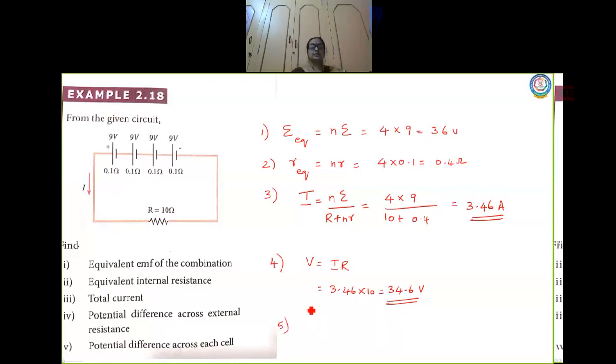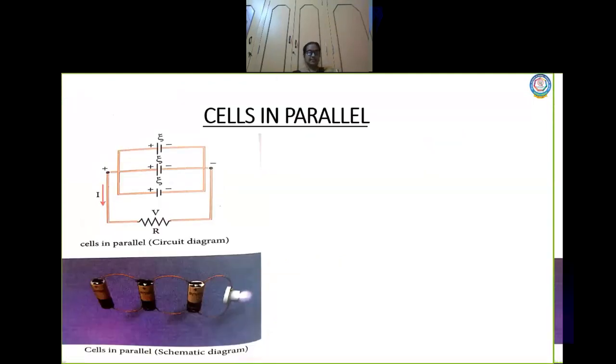Okay, and the fifth question, what is the potential difference across each cell? So potential difference across each cell, we know V is equal to, what is the value? This is what we have found out, 34.6. So across each cell, divide that value by the number of cells to get the potential across each cell, which is 34.6 divided by 4, which is 8.65 volt. Okay, so this is how the sum goes. Clear?